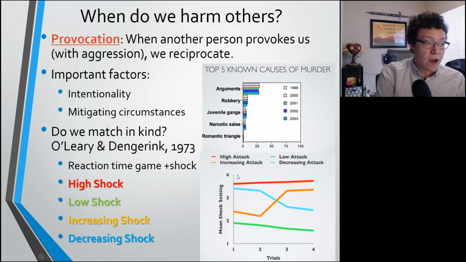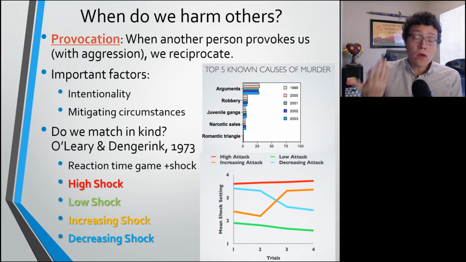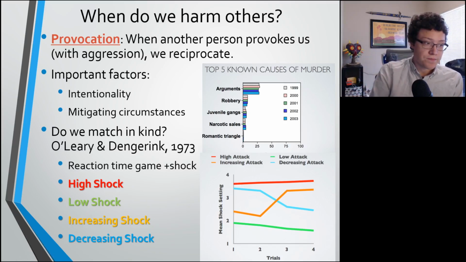So in the high attack or high shock condition, they got a high voltage right out the gate. So they attacked back in turn: I'm going to give you a high level of voltage. Now this kind of increased as we went along, as people realized, oh, so you're not going to play kindly with me, I'm going to be rude. In the low shock condition, people began a little bit higher and started going lower and lower as time went on, again reacting in kind.